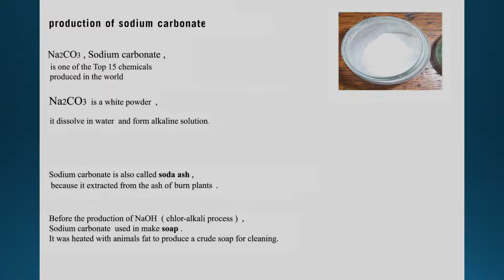Before the production of NaOH, through the charcoal alkaline process, sodium carbonate was once used to make soap. It was heated with animal fat to produce the crude soap for cleaning, and that is back in the old day.